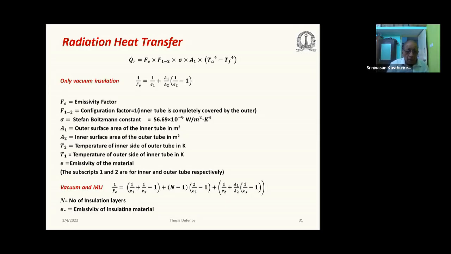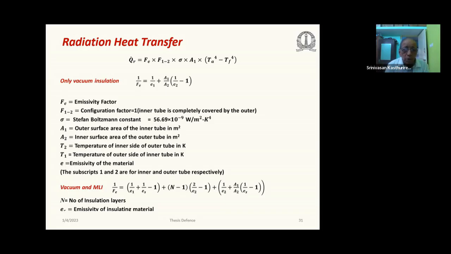Now, A1 represents the outer surface area of the inner tubing, and A2 represents the inner surface area of the outer tubing. T1 and T2 are the temperatures: the temperature of the outer side of the inner tube, and T2 is the temperature of the inner side of the outer tube. So these are the various parameters.